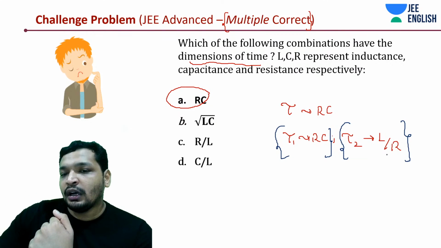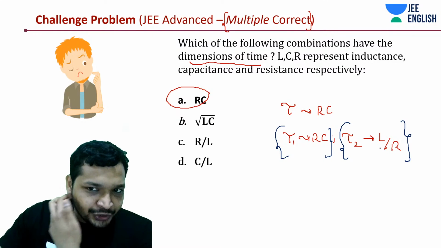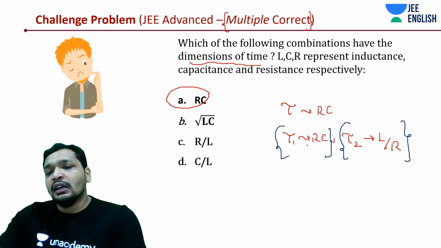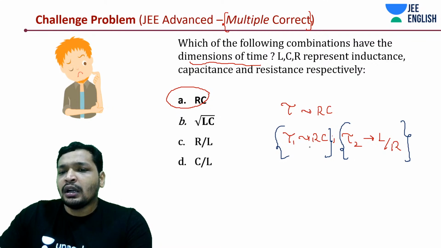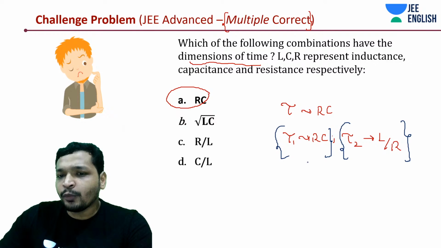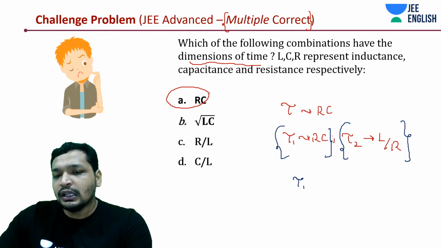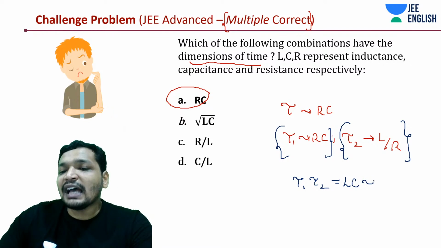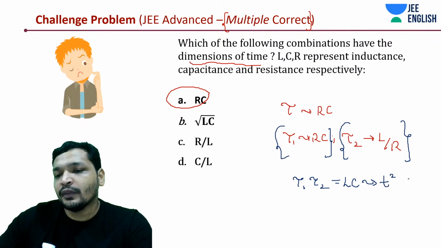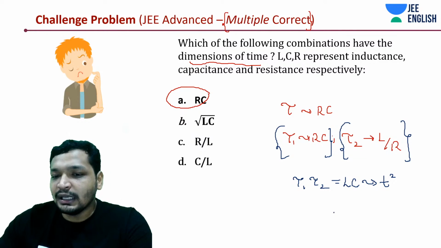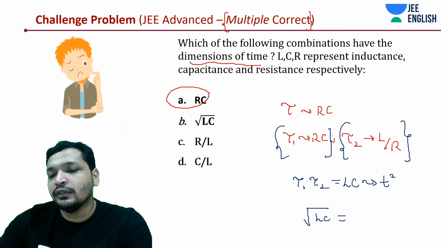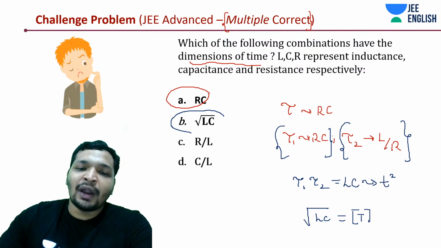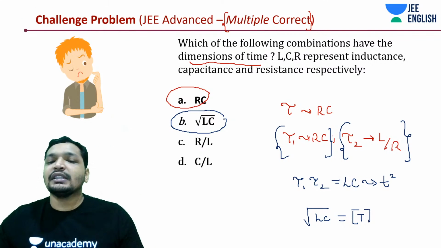Time constant, or it's also frequency, guys. It's actually frequency more than time constant. We'll understand that part when we get into AC circuits. So tau 1 and tau 2 are basically time constants. Multiply them. What happens? R will get cancelled. If I do tau 1 into tau 2, it is nothing but L by R into RC, which has a dimension of T square. That means under root LC has a dimension of T.